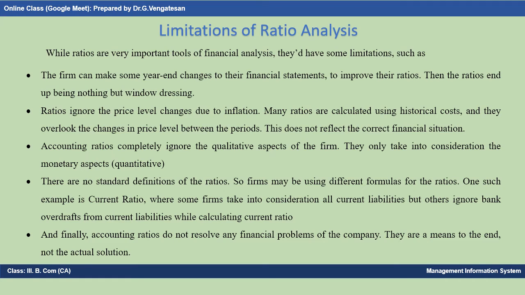And finally, accounting ratios do not resolve any financial problem of the company. They are a means to the end, not the actual solution. This ratio analysis will always give information for solving the problem, but it will not solve a problem. It will give information and it will give the supporting document to solve the problem. It will not make the solution for the problem exactly. This is what the limitations of ratio analysis are.